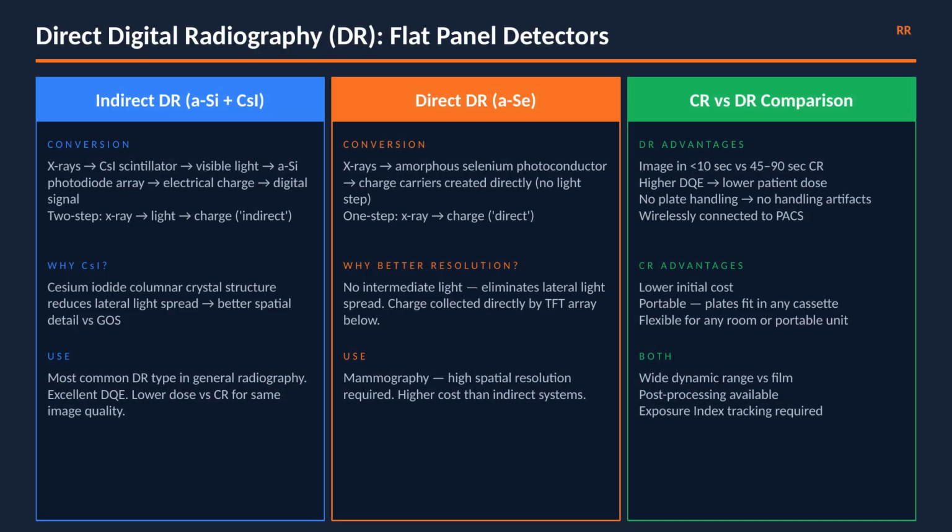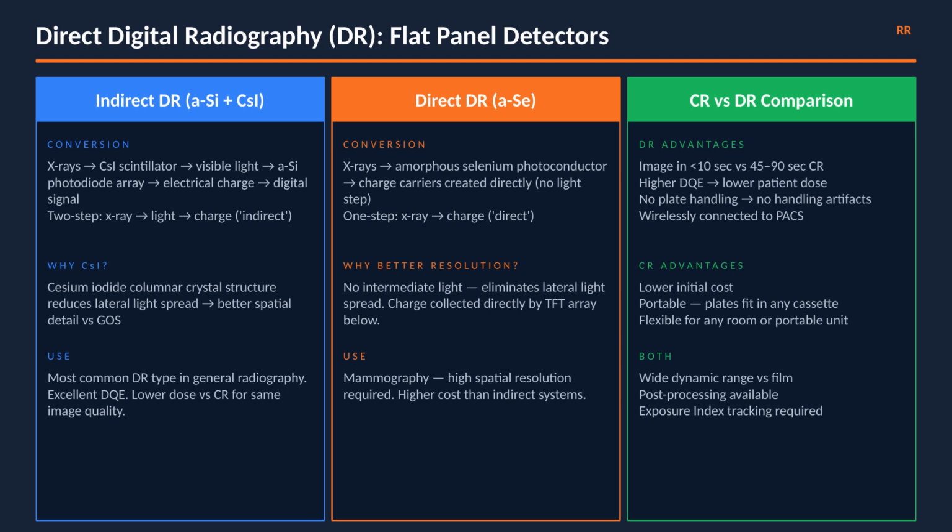Direct digital radiography uses flat panel detectors. No plate handling, no reader, image available in under 10 seconds. 2 detector types are tested on the registry. Indirect DR uses amorphous silicon, a-Si, with a cesium iodide scintillator or gadolinium oxysulfide scintillator. X-rays hit the scintillator layer and produce visible light. That light hits a photodiode array beneath it, generating electrical charge. The charge is read by a thin film transistor, TFT array and digitized.